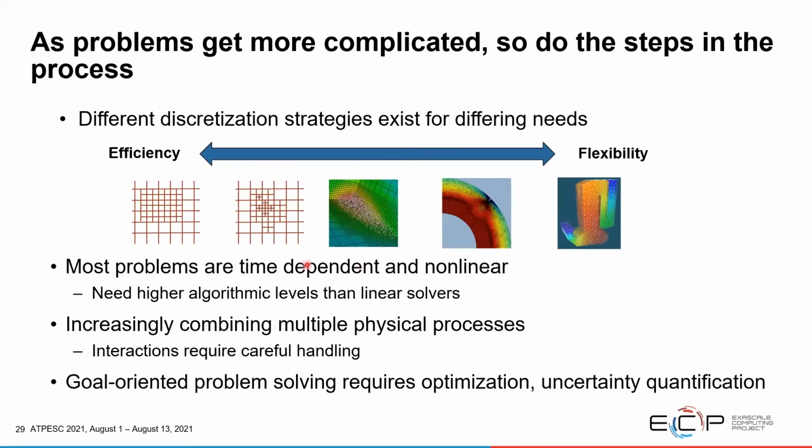So you have different discretization techniques here, for example, adaptive mesh refinement, where you might have some corners or some gaps that need further investigation. So you want to refine, using something like adaptive mesh refinement. A lot of times your problems might be time dependent or nonlinear, so you need different solvers besides linear solvers. And then you might have a lot of different physical processes, and so you need to be very careful on how to deal with that to do it right. And so to get this all done right, you will also need optimization for uncertainty quantification.